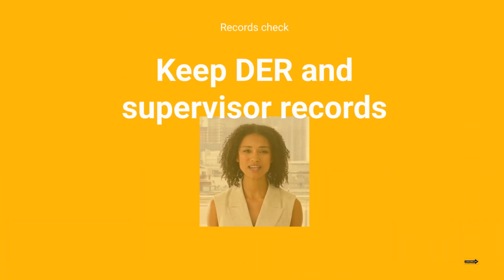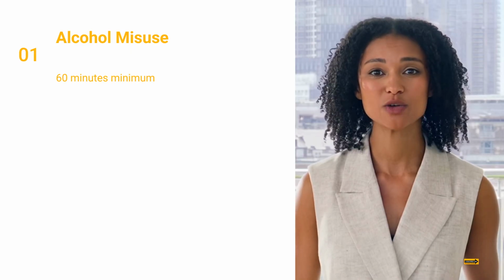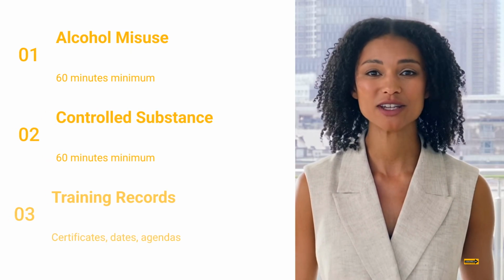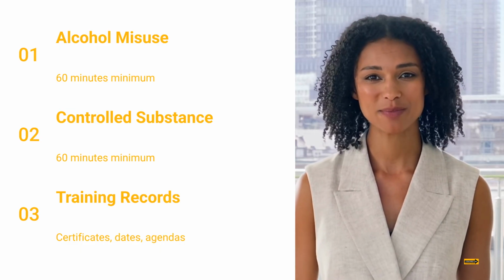Keep clear documentation for your designated employer representative, or DER, and for any supervisor who makes reasonable suspicion decisions. For supervisor training, inspectors usually expect at least 60 minutes on alcohol misuse and 60 minutes on controlled substance use, plus the certificates, training dates, provider details, agendas, and attendance records to back it up.